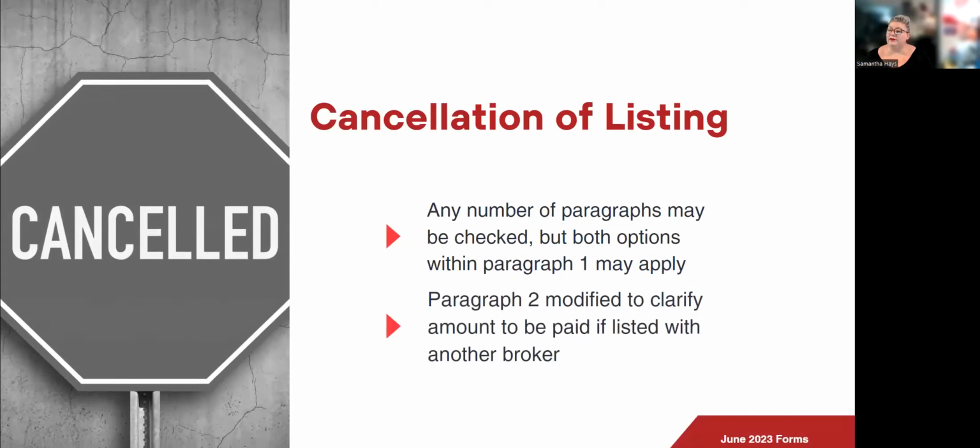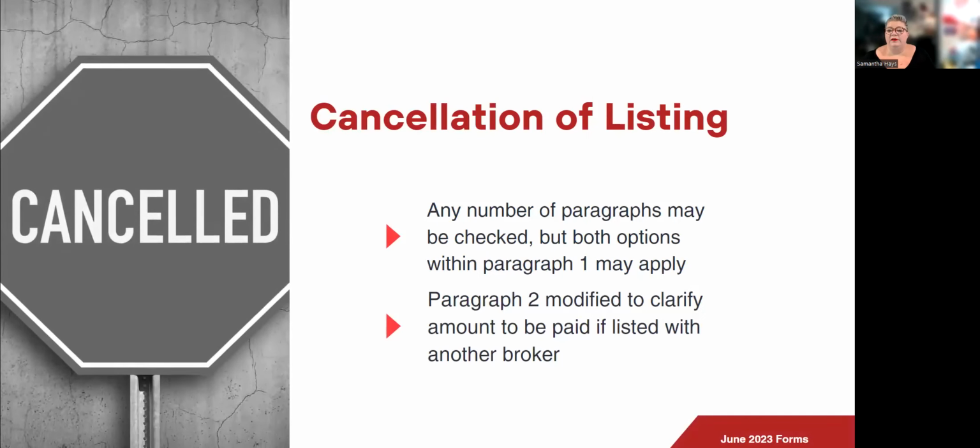The cancellation of listing has also changed. With this, any number of the paragraphs may be checked. However, in paragraph 1, multiple options may apply. It's also been clarified to discuss the amount to be paid if listed with another broker. So is there still a payment that's due if this has been relisted because you're canceling to go work with another brokerage? As always, all of these different paragraphs are the results of different lawsuits, calls into CAR Legal, and trying to stay up to date with the needs of the industry.